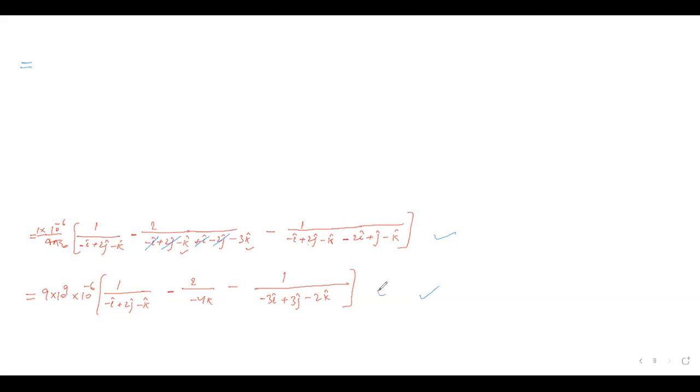Yes, sir. And now, from this line, you can see 9 into 10 raised to the power 9 and 10 raised to the power minus 6 will be 9 into 10 raised to the power 3. Okay? Plus 9 minus 6 will be 3. And now, all of these values are in modulus. So you can take here in modulus, you can write in root of minus of 1 square plus of 2 square and minus 1 square. Okay. I hope you can understand how we are taking here in the root. Do you understand or not? Hamza. Yes, sir. Okay. Minus 2 over minus of 4 square in root and minus of 1 over minus 3 square plus 3 square and plus minus of 2 square in root.